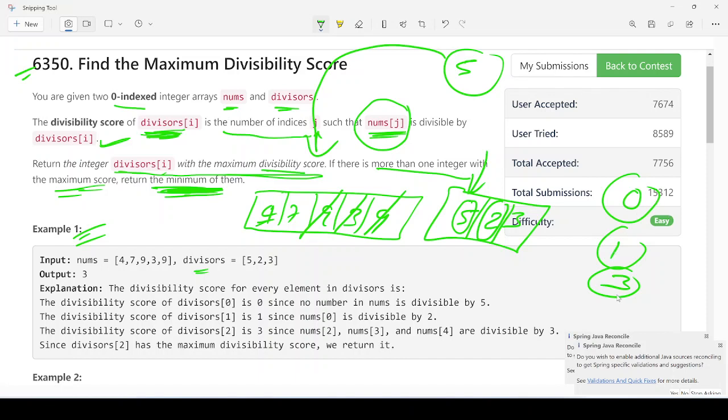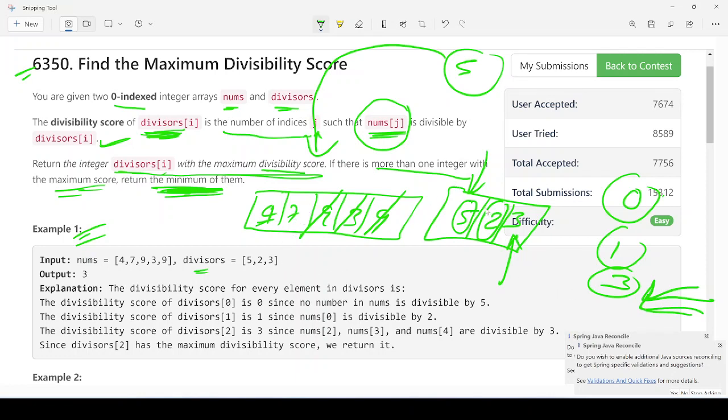So we are getting 0, 1, 3. We have to return the divisor with the maximum divisibility score, which is 3. So 3 is the maximum divisibility score. It also says if there is more than one integer with the maximum score, return the minimum of them, but here there is only one, so we will return 3. I think you got me.